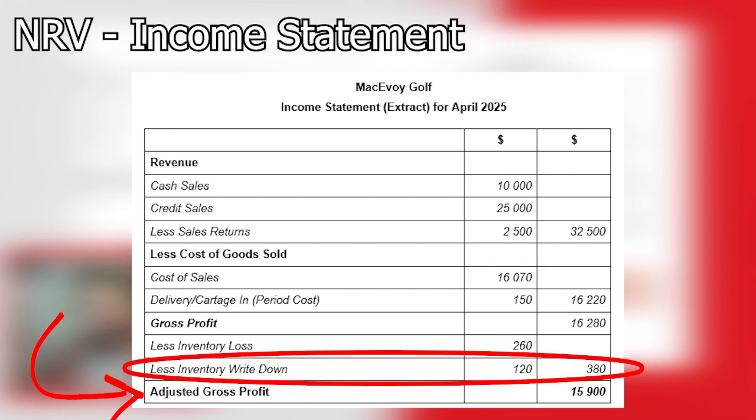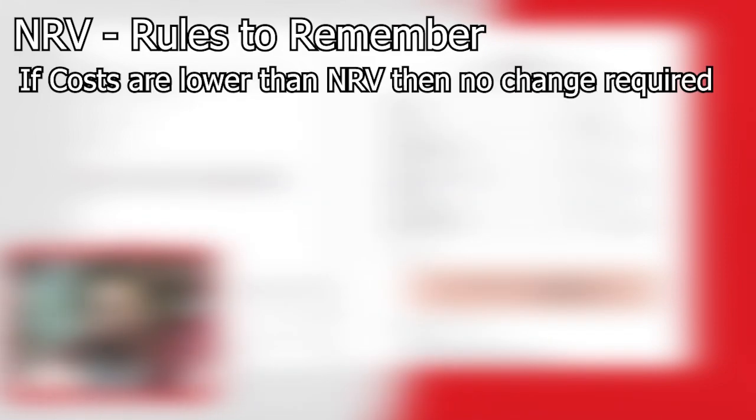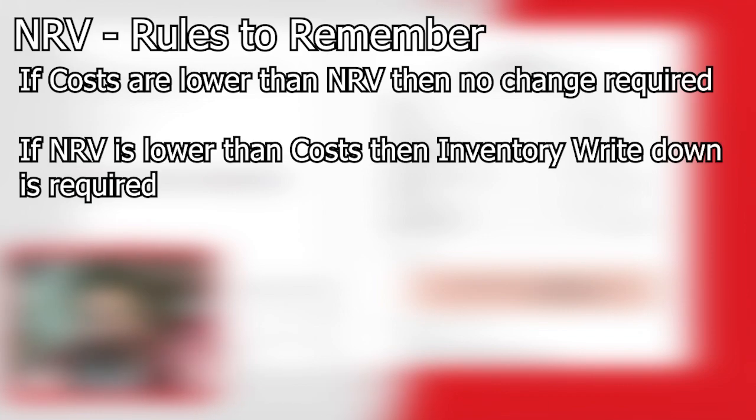So we just have to remember this rule. If cost is less than the net realizable value, then the cost of the inventory will remain the same. But if our NRV, or net realizable value, is less than the cost of the inventory, then we need to do an inventory write-down. So if NRV is less than cost, write down the value.